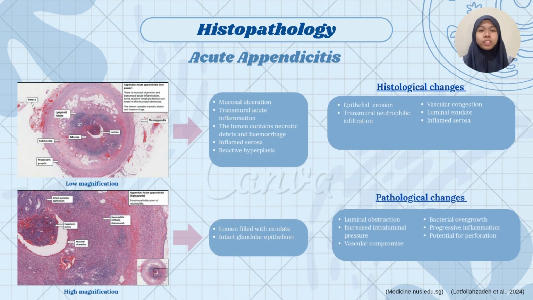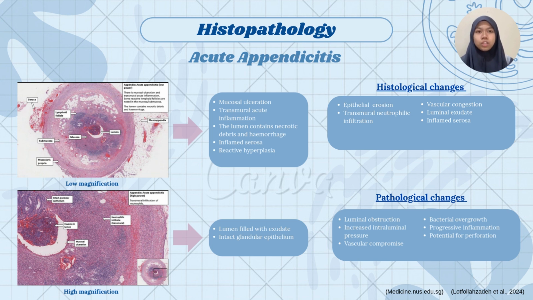Next, I will present the histopathology of appendicitis, which progresses through 4 main stages, starting with acute appendicitis. Under the microscope, we observe mucosal ulceration with neutrophils infiltrating the submucosa and muscularis propria. The lumen contains necrotic debris and hemorrhage, and the serosa shows inflammation. Reactive lymphoid hyperplasia is often seen.